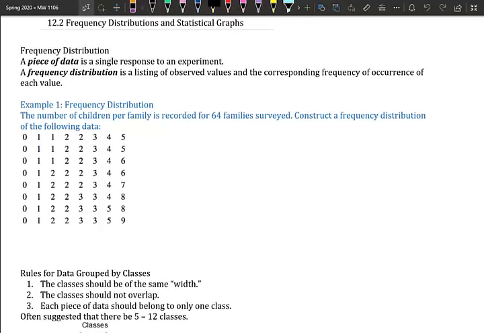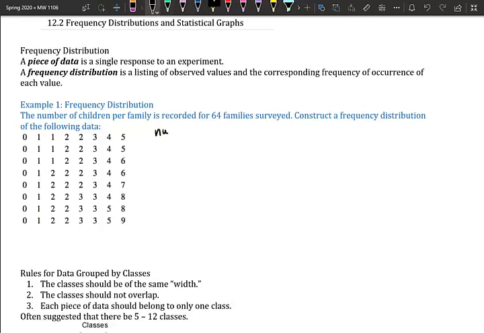So frequency distribution, a piece of data is a single response to an experiment. So like if I asked the class what's your favorite color and 7 of you said green, that's a piece of data. A frequency distribution is a listing of observed values and the corresponding frequency of occurrence of each value. So the number of children per family is recorded for 64 families surveyed. Construct a frequency distribution of the following data. So it's finding how many children they have in a family.